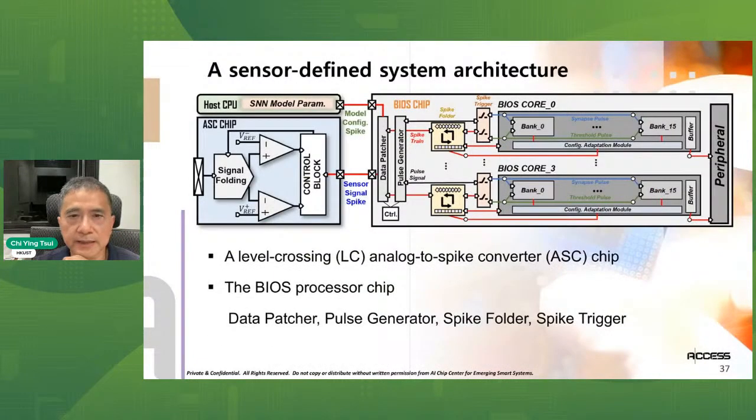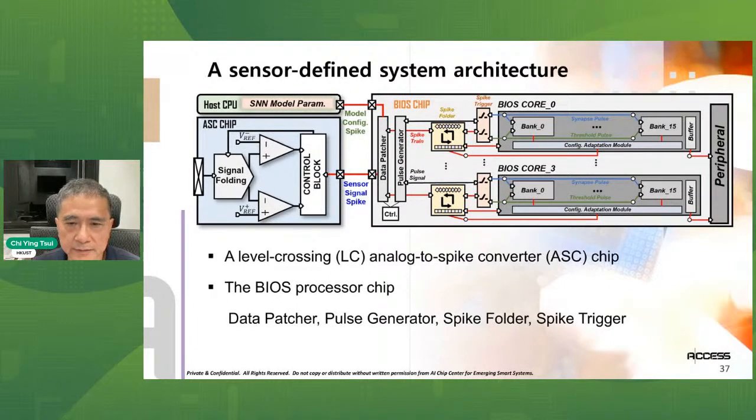Now let's look at the details of the design. The architecture is like this. First, we have a two-chip solution. The first chip is a sensor chip, a level-crossing analog-to-spike converter chip. Instead of sampling data using an ADC to convert the value into a digital value, we compare the captured input signal with some voltage level, and if it crosses a level, we generate a spike out.